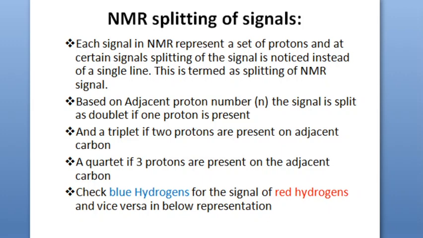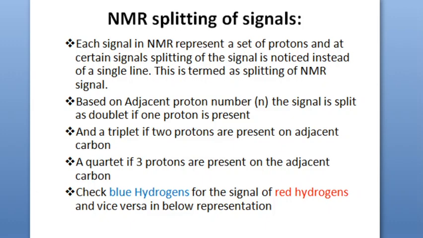Similarly, when a signal is seen as a quartet, 4 lines, on resolution, it means that the adjacent carbon is having 3 protons. Adjacent carbons are carrying 3 protons.